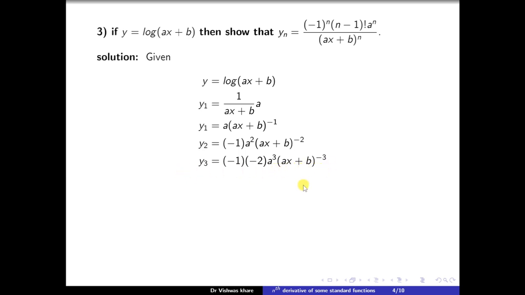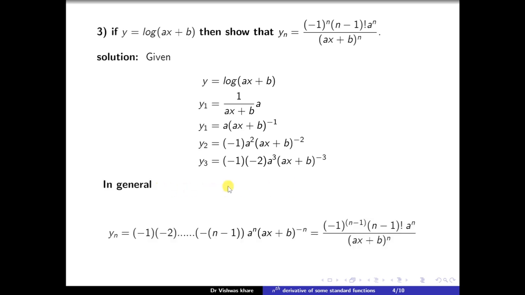Observe this pattern. Following this, we can write in general the nth derivative as minus 1 into minus 2 and so on up to minus (n minus 1), a to the power n, (ax plus b) to the power minus n, which can be written as minus 1 to the power n minus 1, (n minus 1) factorial, a to the power n divided by (ax plus b) to the power n.